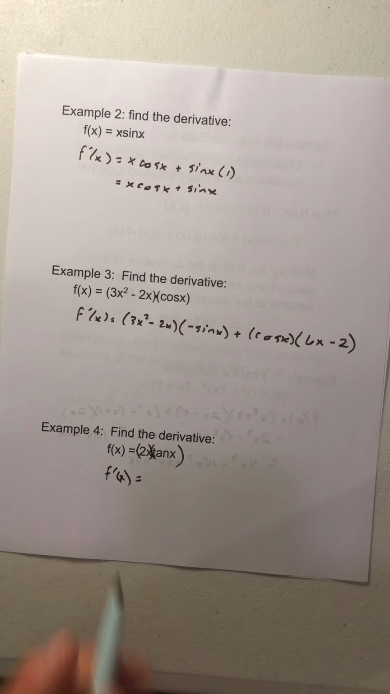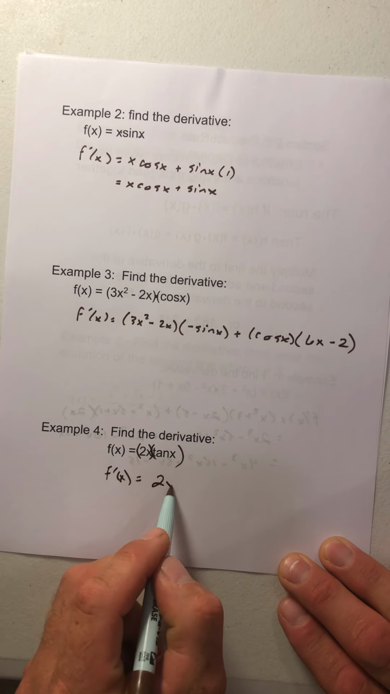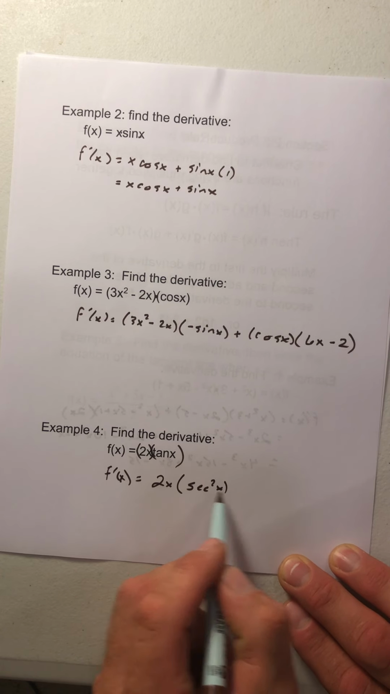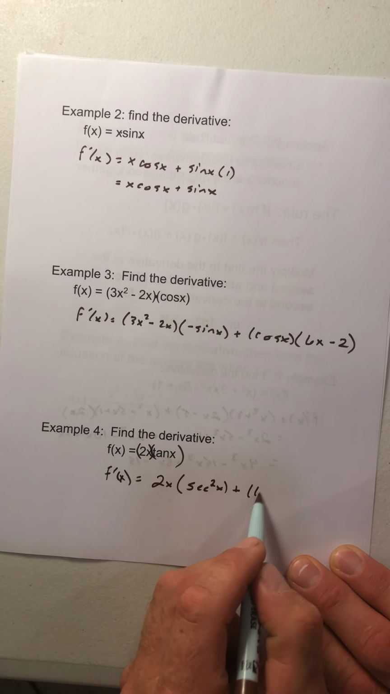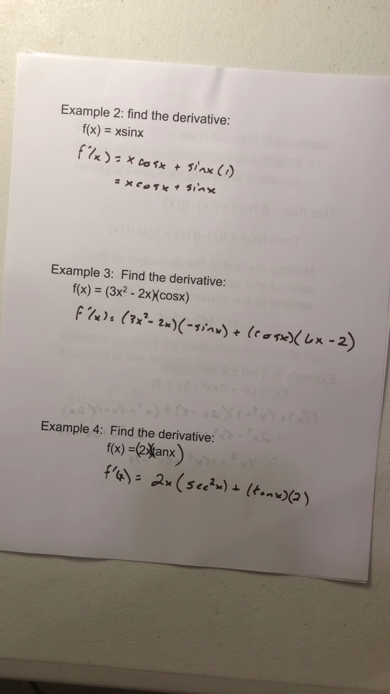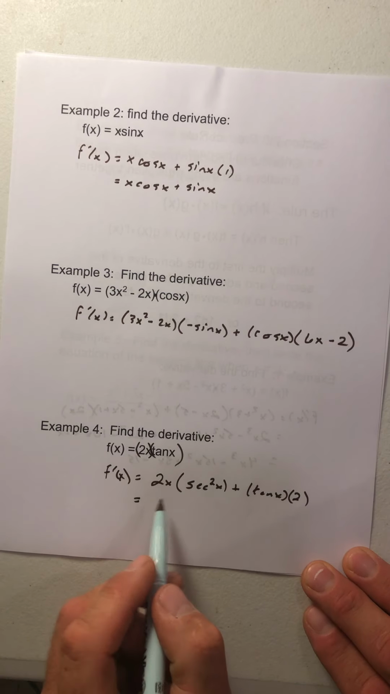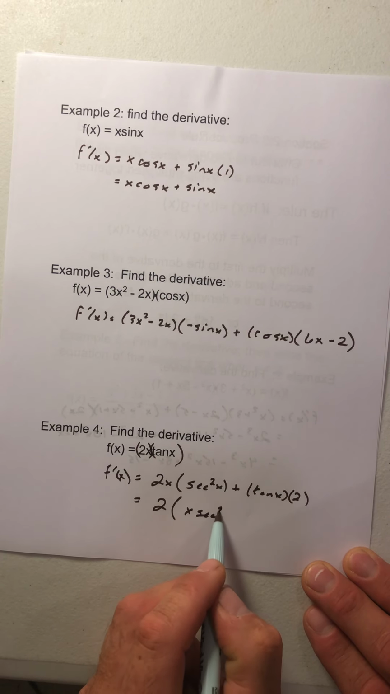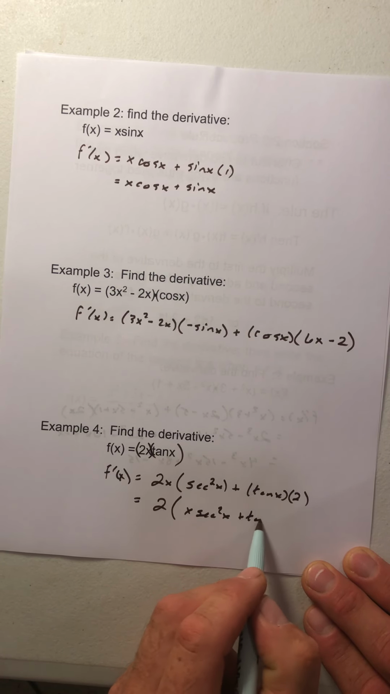So our first derivative then, we have 2x times the derivative of tangent x, which is secant squared of x. To that we're going to add the tangent of x times the derivative of 2x, which is 2. Again, pretty much just going to leave it like that. There's not a whole lot you can do. We could factor 2 out, I guess. So we'd have 2 times x secant squared of x plus the tangent of x.